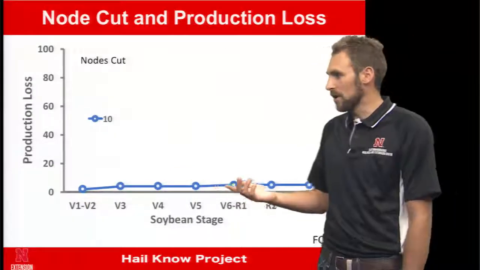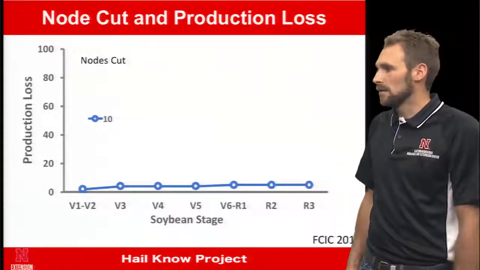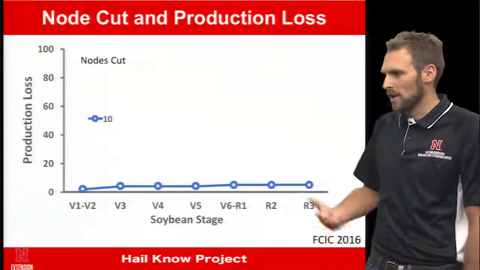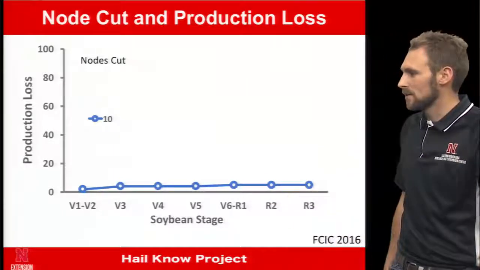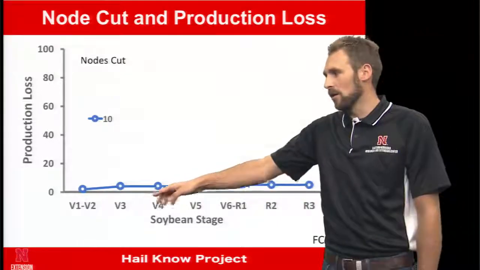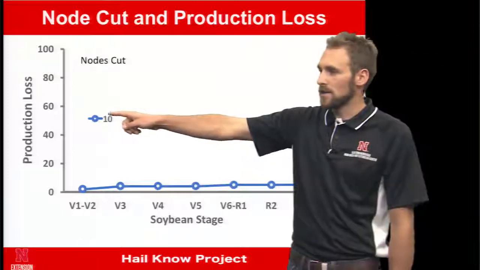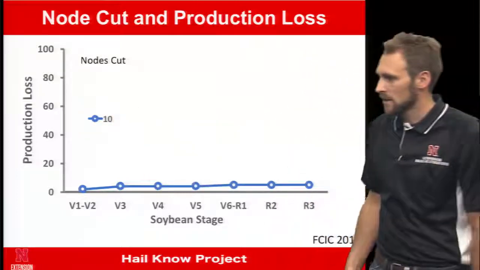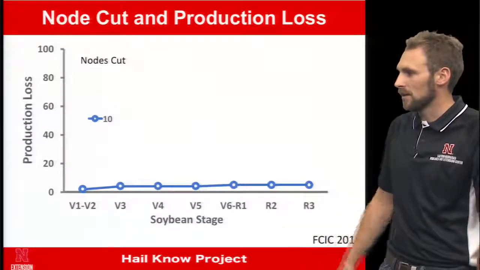I'm just going to cover a chart here that shows you rough node cut, percent of node cuts to total loss. So if you're trying to make a rough estimation of the losses out there, this might help you quickly come to some sort of estimation. Soybean stage, starting at V1 all the way through to R3, which they use for node cuts, and then percent of production loss here on the y-axis. 10%, not a lot of losses out there.